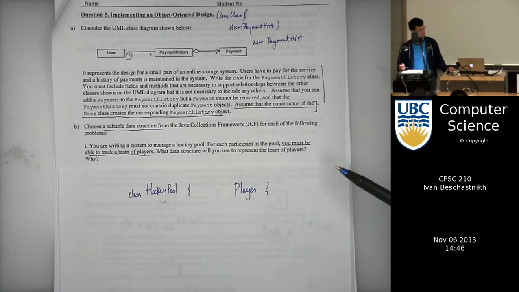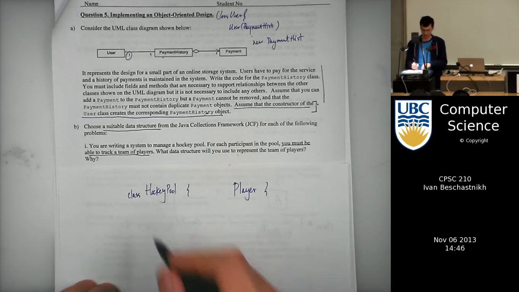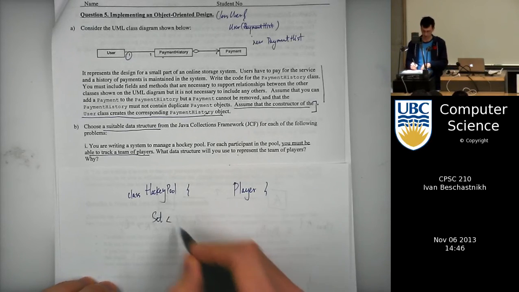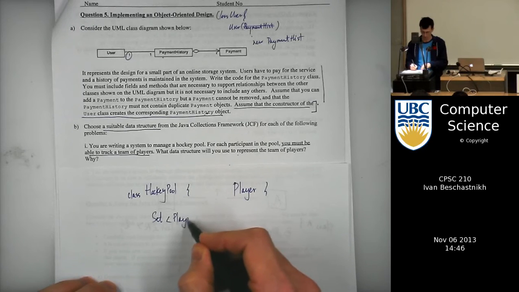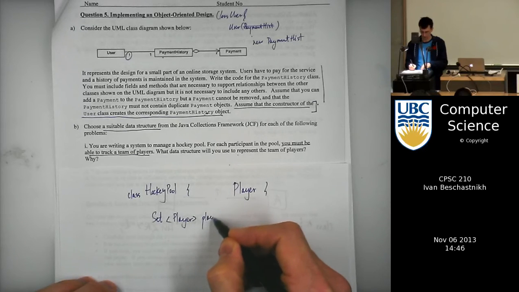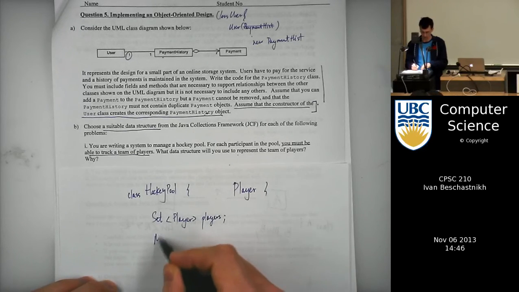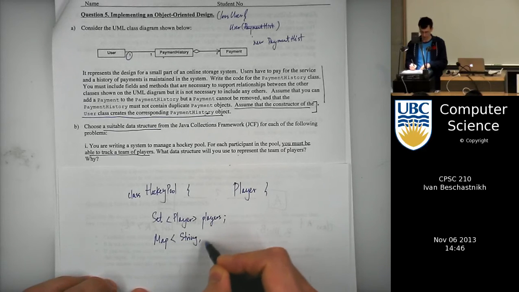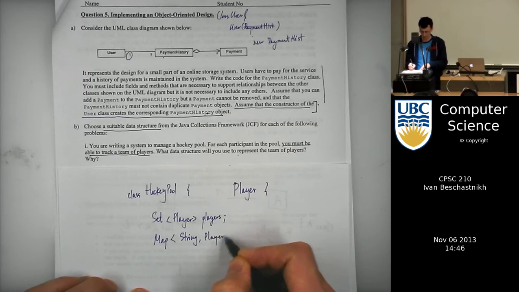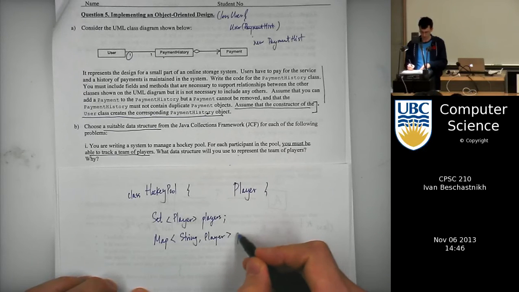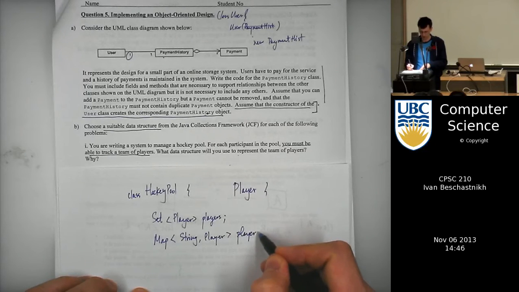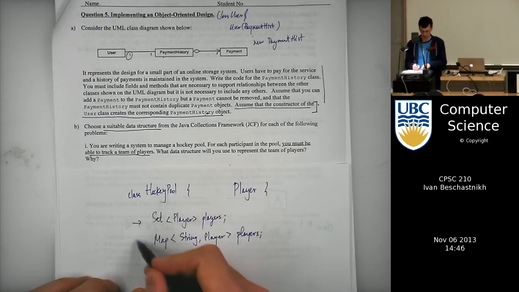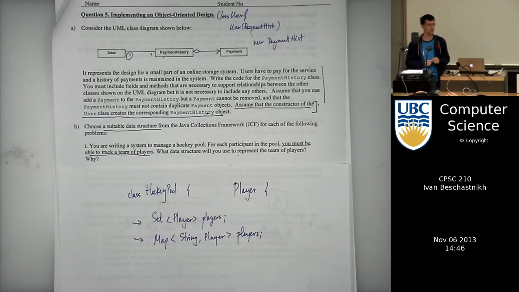You could use a set. A set is a great data structure for this. You could also use a map. There's really only two options. You could have a set of players, or you could have a map. And the map might map strings to players. So maybe it maps names to player instances. So I think either of these solutions is fine for that one.